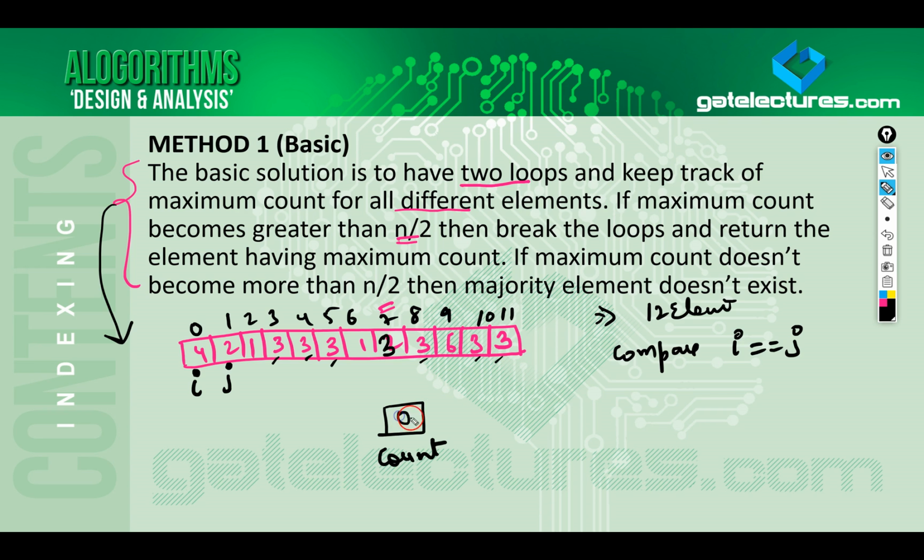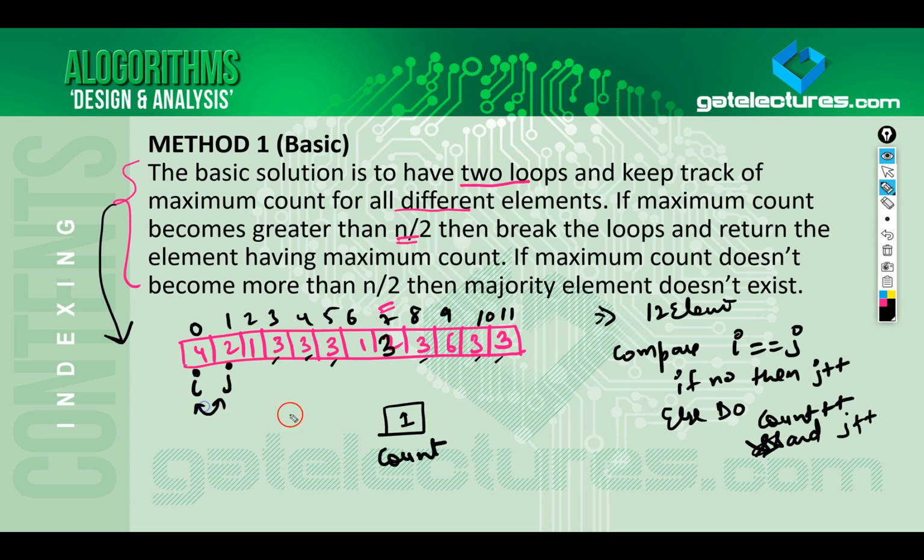So initially the count is only 1. Let us assume initially the count is 1, that 4 is appearing only one time. Now is 4 equal to 2? No. If no, then do j plus plus, else do count plus plus and make j plus plus. So if these two elements are equal, then increment the count, otherwise just increment the value of j.